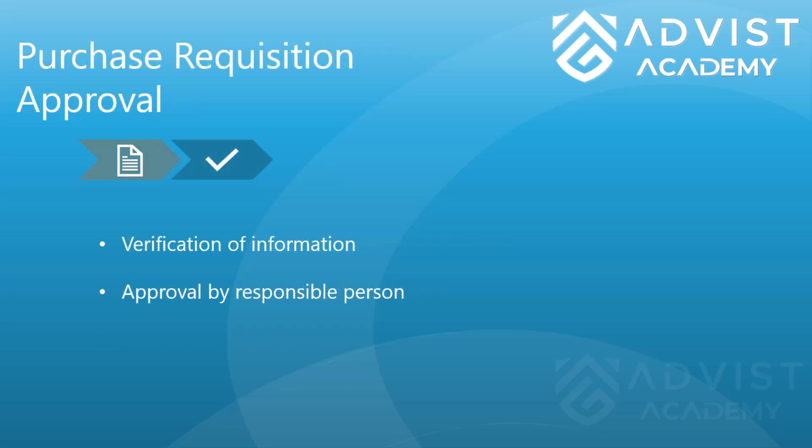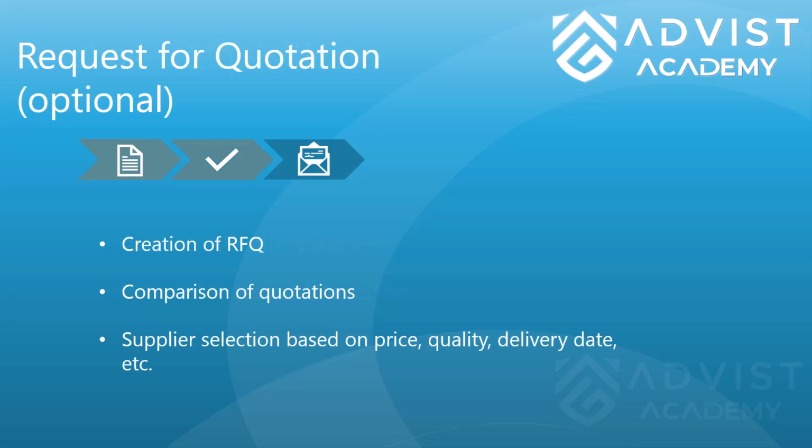Before the purchase requisition can proceed further, it must pass through an approval process. During this step, the requisition is reviewed to ensure that all required information is correct and any necessary approvals are obtained. Once authorized by the responsible approver, the process continues based on the requisition. The next step is the creation of a request for quotation, referred to as RFQ, or directly a purchase order.